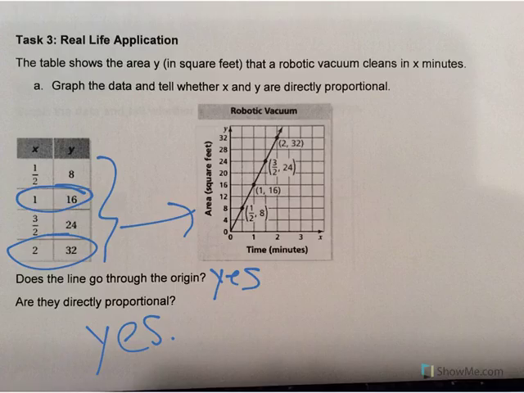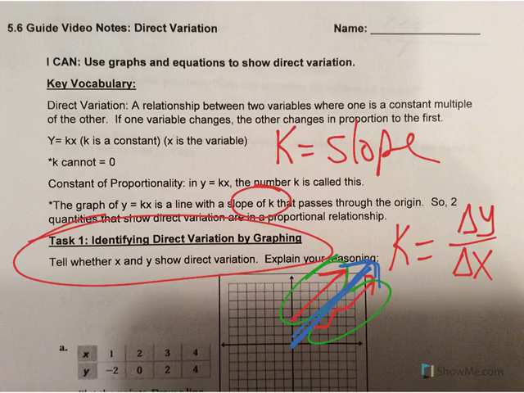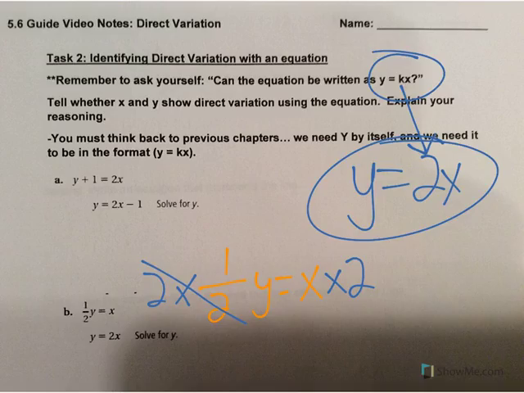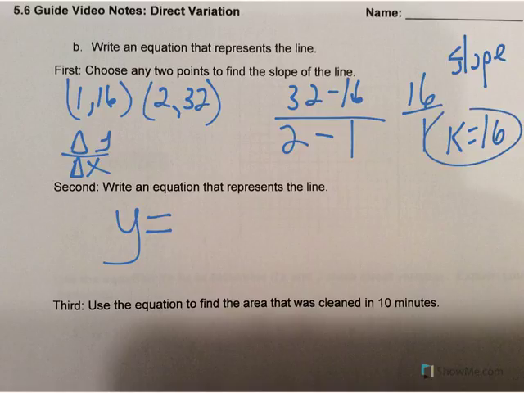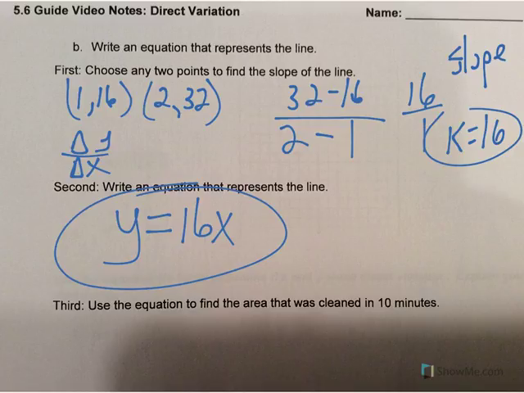If you remember, from way back here we said that k and slope are the exact same thing. So when you found the slope is 16, you have also found that k equals 16. Second, write an equation that represents the line. Y would stay y equals. We just found that the slope is 16, and slope and k are the same thing, so that would be 16, and then x stays x. So our direct variation equation is y equals 16x.